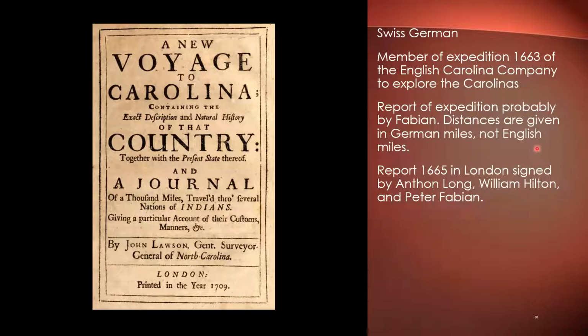Now, at that particular time, that's not unusual in the sense that every country had its own weights and measures. It's hard to determine exactly how they related to one another. As far as I can determine, the German mile is roughly 2 to 3 English miles. So the original report of 1665 was signed in London by those 3 men. So that's where we get his name, and he's indicated to be the draftsman. The title page you see here is from an edition of the report in 1709.